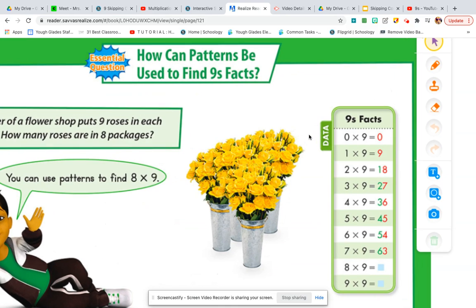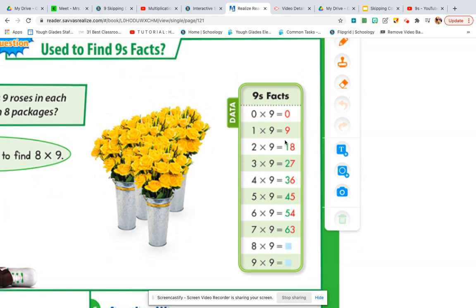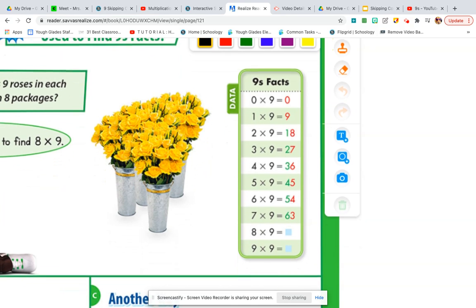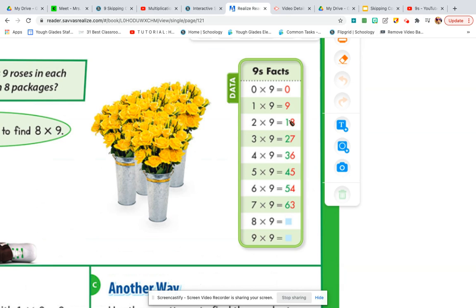So we reviewed our nines facts looking at our table here. We talked about yesterday that 9 facts are special because of the patterns that you can notice in the products. So let me go ahead and just show you. I have a better chart here.